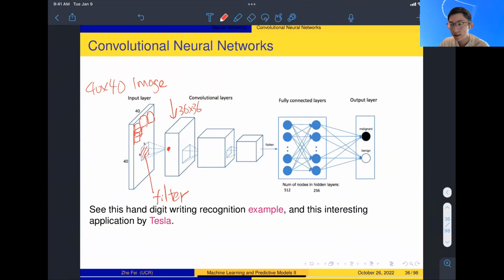And we could apply these convolutional layers multiple times, right? For this filter, it can be 4 by 4 or another size. Every time you apply the convolutional layers, your information is more and more concentrated. That's why the dimension of the convolutional layer would decrease here.